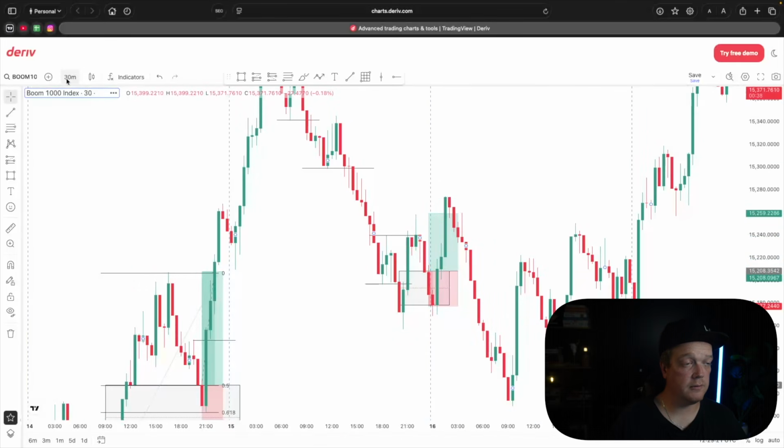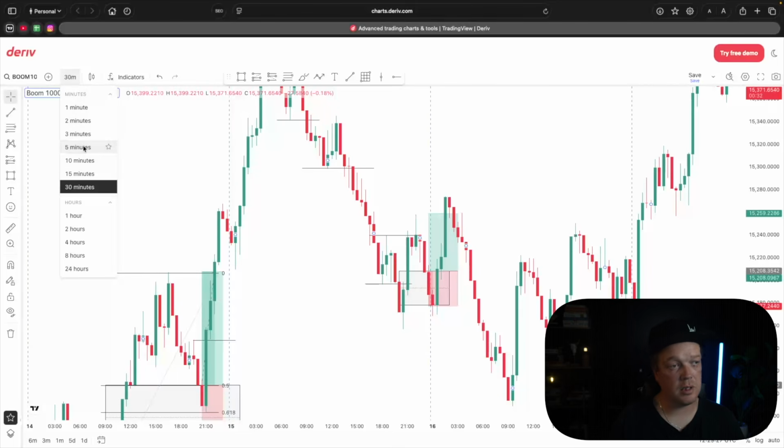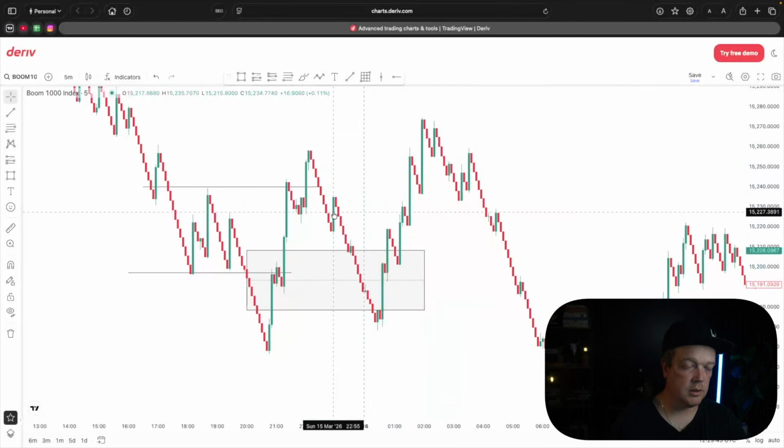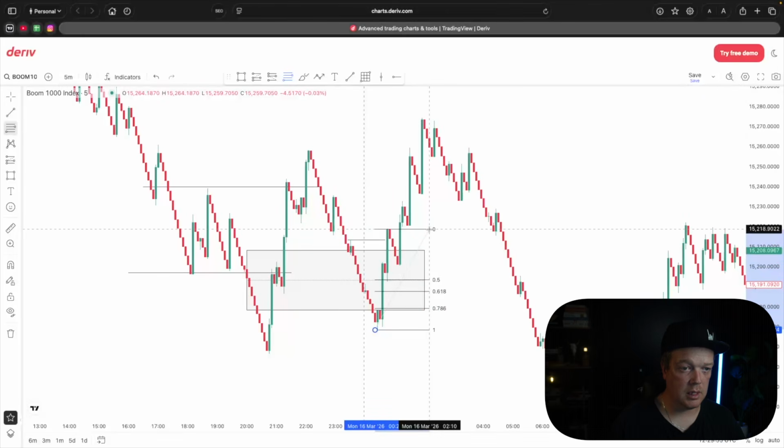Let's go down to the 5 minute and see if we can refine this entry. Instead of just entering on the 30 minute, let's see if we can refine it on the 5 minute. Let's just delete this quickly. So we entered our zone. There's a nice high right over there. Let's see what happens if we draw our fib from this low to this high.